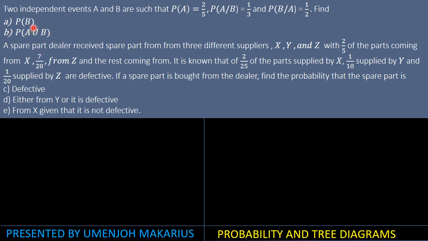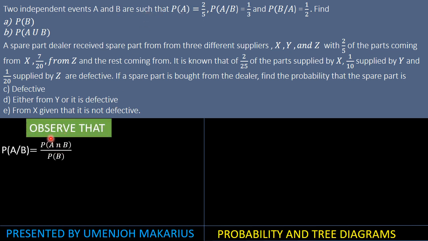Great. So friends, let's tackle the first part, then we shall talk about the other. The question wants us to get the probability of B, and the clue is that they've told us the events are independent, and they've given us the probability of A given B, the probability of B given A, and as well the probability of A. Let's make some observations. The probability of A given B is simply the probability of A intersection B all over the probability of B. Friends, this is conditional probability.